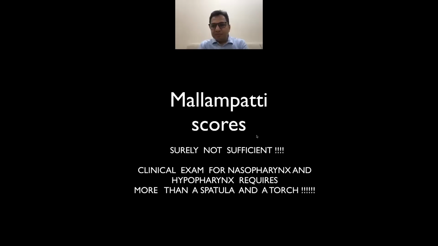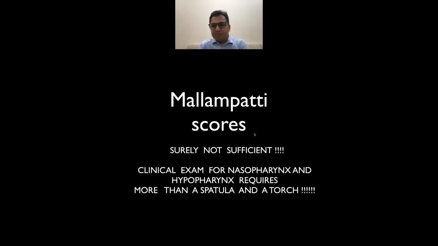What you're seeing in the Mallampati and the Friedman is only the oropharynx. You're not seeing the nasopharynx. You're not seeing the hypopharynx. So how can you make a decision just by looking into somebody's oral cavity with a spatula and a torch? This was 30 years back. In today's era, you cannot rely on, say, a 20-30% assessment. You have to have at least a 95-99% assessment of the airway.